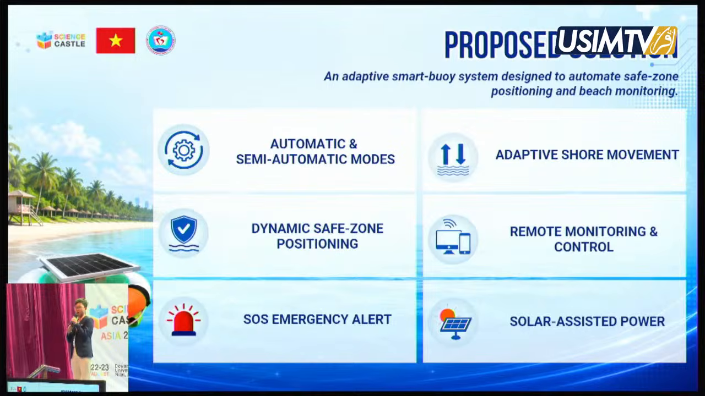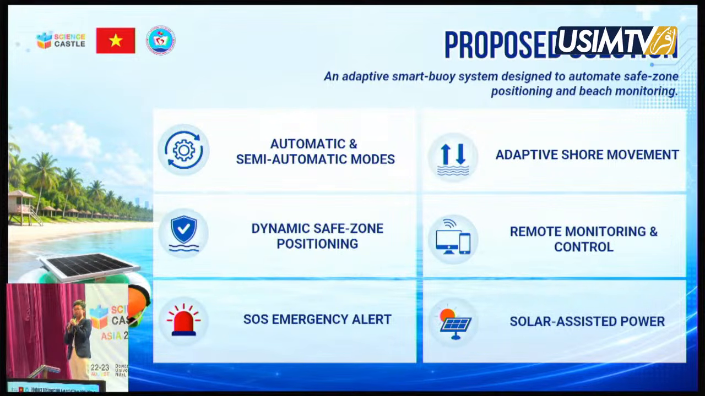The Smart Buoy prototype also includes an SOS emergency alert function. It can send urgent signals to the lifeguards and the control station, so that the lifeguards can respond quickly to drowning people, making the Smart Buoy system not only a safety support device, but also a boundary marker.